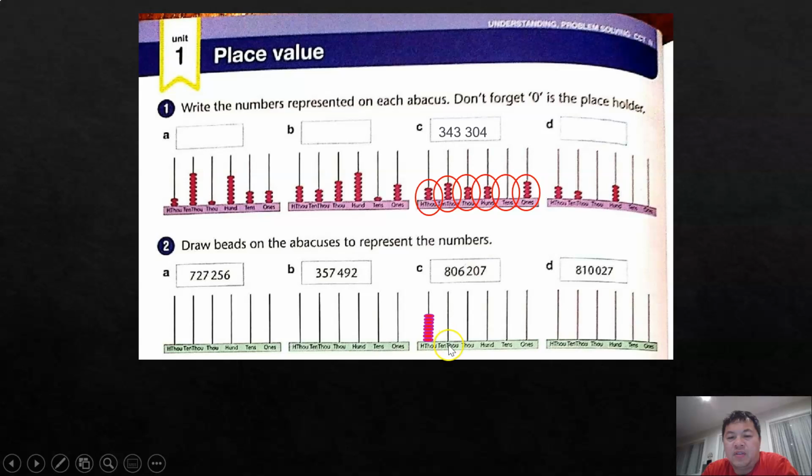Nothing on the 10,000, and then 6 on the thousands. So 1, 2, 3, 4, 5, 6, and then 2 for the hundreds. 1, 2, and nothing for the tens, and 7 on the ones. 1, 2, 3, 4, 5, 6, 7. Okay, that's how you complete this. So also do draw it neatly, guys. Okay, so make sure the beads are clearly shown on your book.